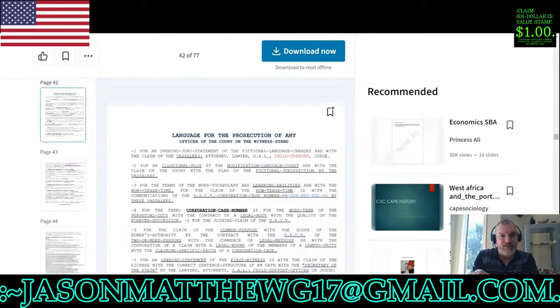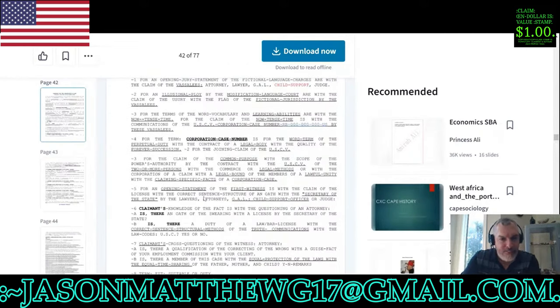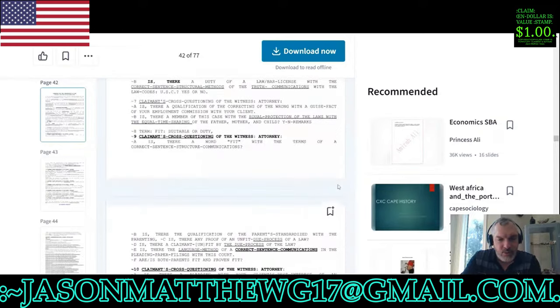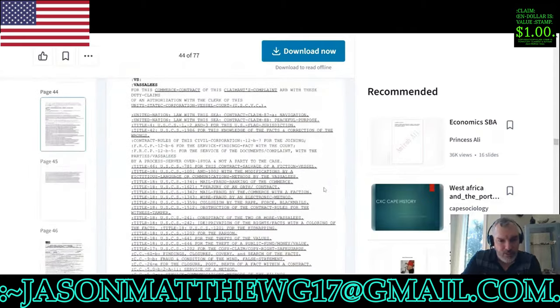Language for the prosecution of any officer of the court on the witness stand. All right. I don't know if this is from David's book, but this is horrible. Horrible grammar.